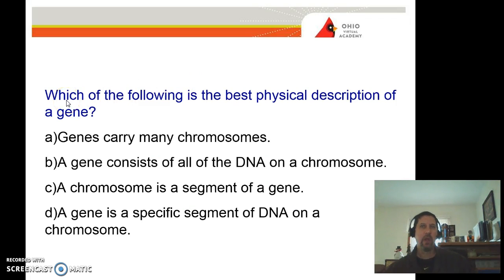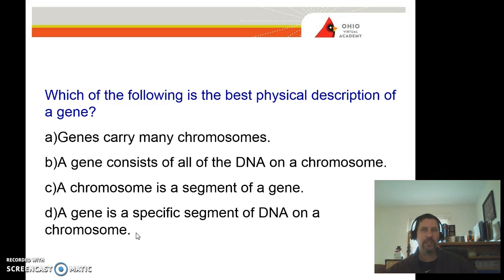Here's the next question. Which of the following is the best physical description of a gene? The best. Okay. A. Genes carry many chromosomes. B. A gene consists of all of the DNA in a chromosome. C. A gene is a specific segment of DNA on a chromosome.